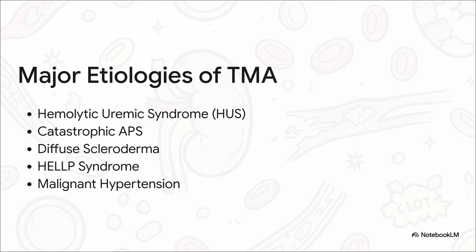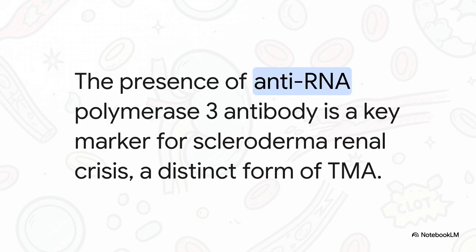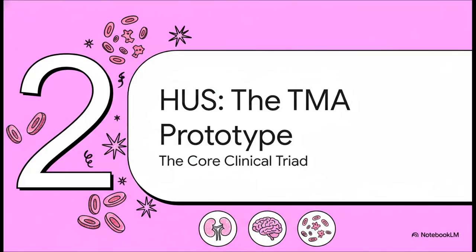Now, while HUS is going to be our prototype for this discussion, it is absolutely critical to recognize that TMA is a syndrome with multiple, very distinct causes. This includes several rheumatologic conditions of high clinical relevance, like catastrophic APS and scleroderma renal crisis. Now, what's really interesting about this is the incredible specificity of this antibody association in scleroderma. It helps distinguish its TMA from other rheumatological conditions that might more commonly affect other parts of the kidney, like the glomerulus or even the large vessels. Okay, so let's move on and see how this all builds.